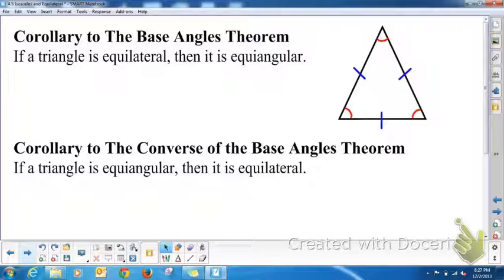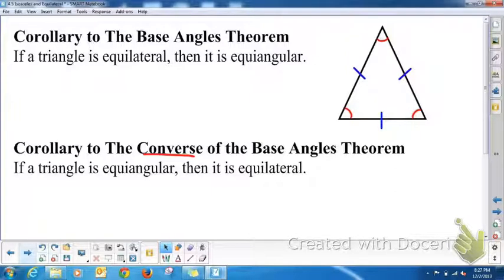Corollary is something you can easily prove. So the corollary to the Base Angles Theorem or the Isosceles Triangle Theorem is that if a triangle is equilateral, then it's equiangular. So this is just like that isosceles, but if the sides are all congruent, then the angles across from them are congruent. And then the converse of that would be if the angles are congruent, then the sides across from them are congruent. So the rule you need to remember is that if it's equilateral, it's equiangular, and if it's equiangular, it's equilateral, which I think most of you already knew.